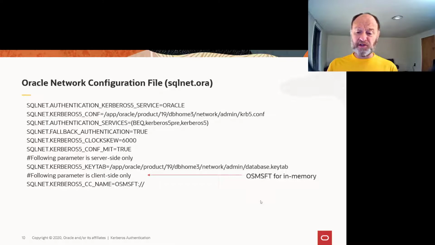You almost always do. Again, we have our clock skew. Kerberos 5conf underscore MIT, it's always going to be set to true. There's a special file that only appears on the database server called the key tab. We'll put that in there. And on the client, do we want to use the in-memory ticket, that's that OSMSFT, or do we want to use a file-based ticket? You see I've got the key tab entry is only on the database server. The CC name, that's only on the database client. All right.